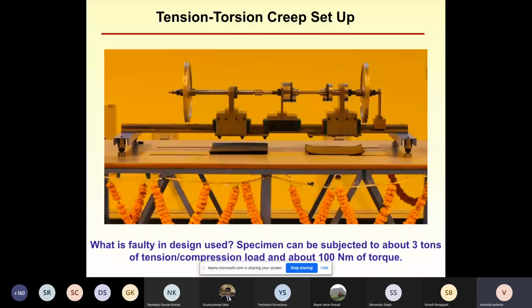So take a minute, think about it. What do you think we missed? We missed something fundamental because of which we could not apply a simple tension torsion on the specimen. A much more complex loading was appearing on the specimen. So what do you think we missed in the design process?